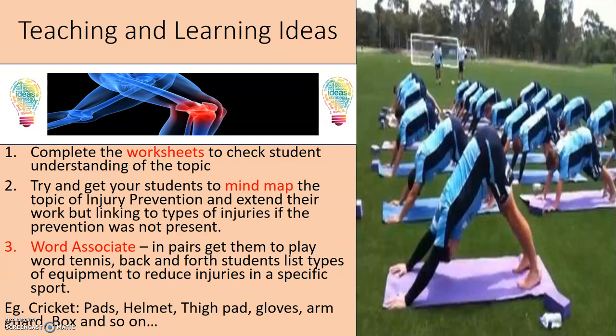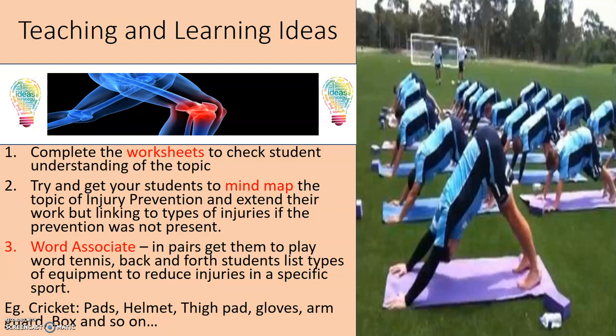The other thing I would look to do is a word association game, which I would do with my students. This is pairing them up and getting them to think about a specific sport. I call this playing word tennis. They say a word back and forth between each other until one person either hesitates or can't answer within 5 seconds.